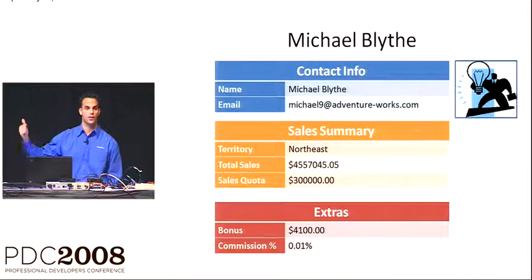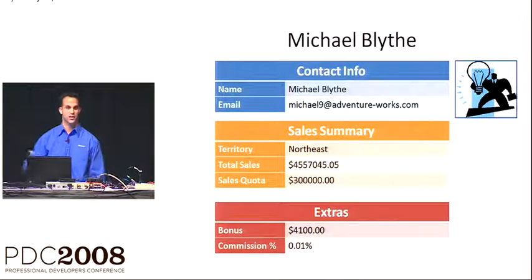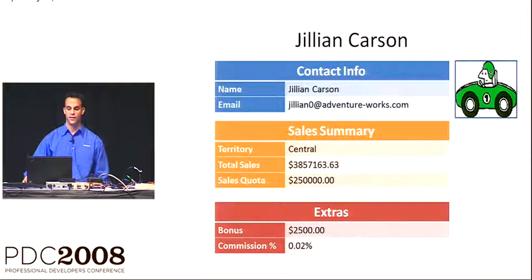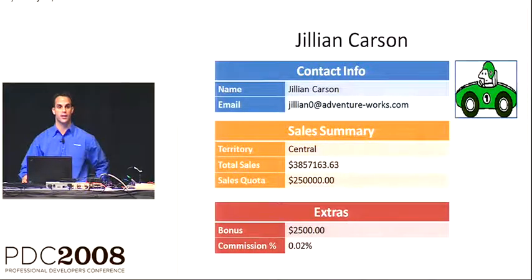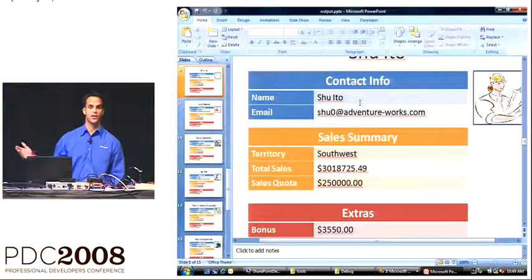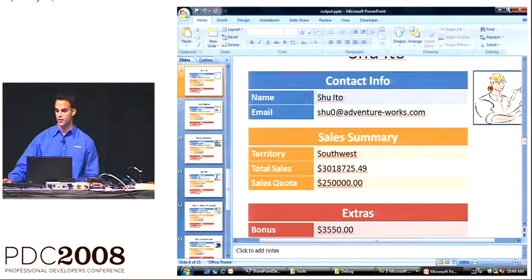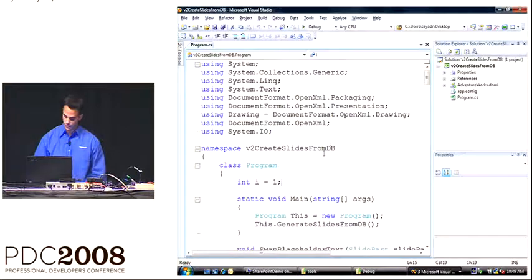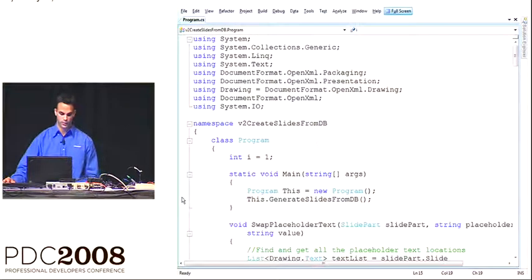Right? So here it is. The first slide, first guy that I have is Michael Blythe. He owns a territory in the Northeast, and there's his image. Right? And for each person in my database, I'm pulling out the data from my database and putting it as a slide. So that took only a second, and I created a whole reporting app out of PowerPoint using the SDK. So let me just go ahead and show you guys the code, how this works. I'm going to put a breakpoint, and we'll just walk through it.